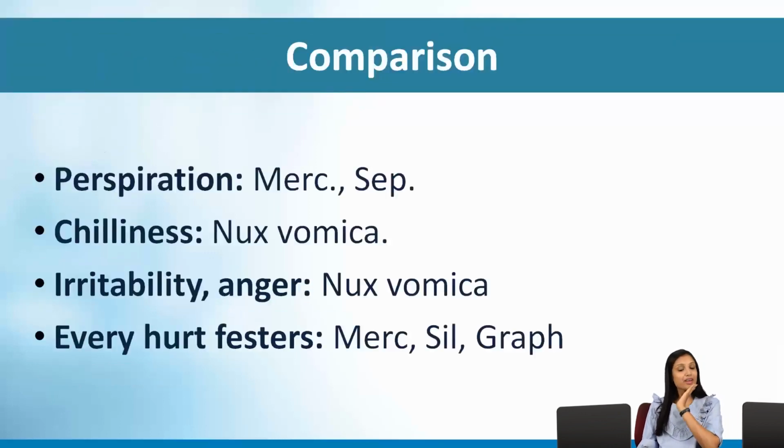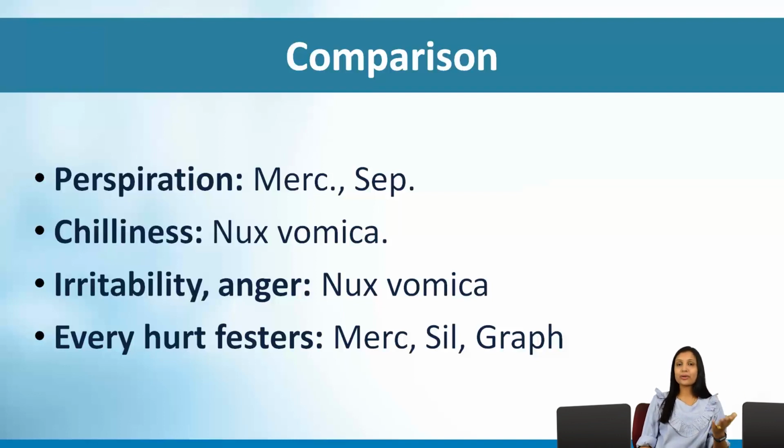Now let's compare the remedies. Okay, with relation to perspiration, the easy profuse perspiration that you see in Hepar, the other remedies that compare with Hepar are Merxol and Sepia. In the extreme form of chilliness, like we saw, least uncovering causes chilliness, you have Nux vomica.